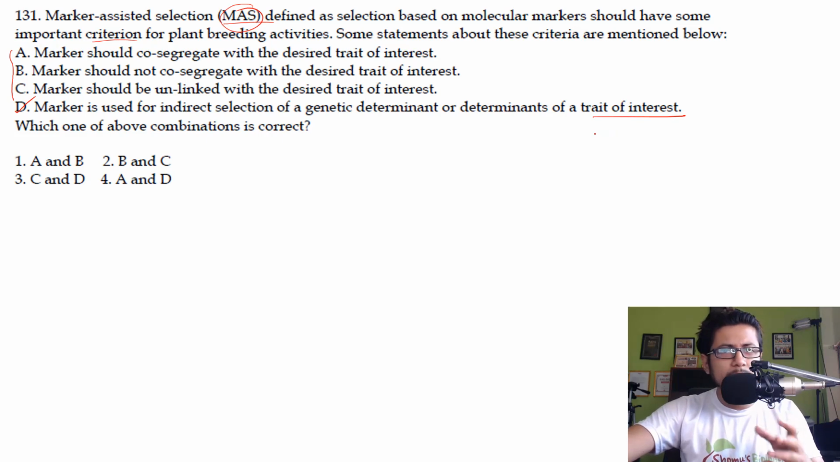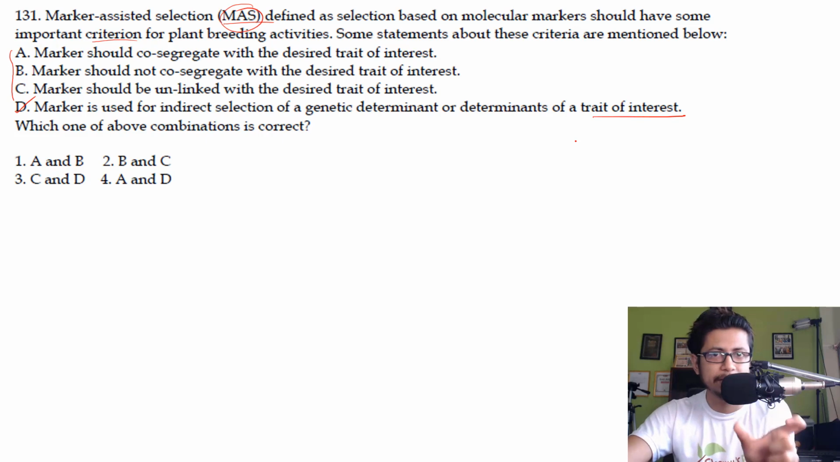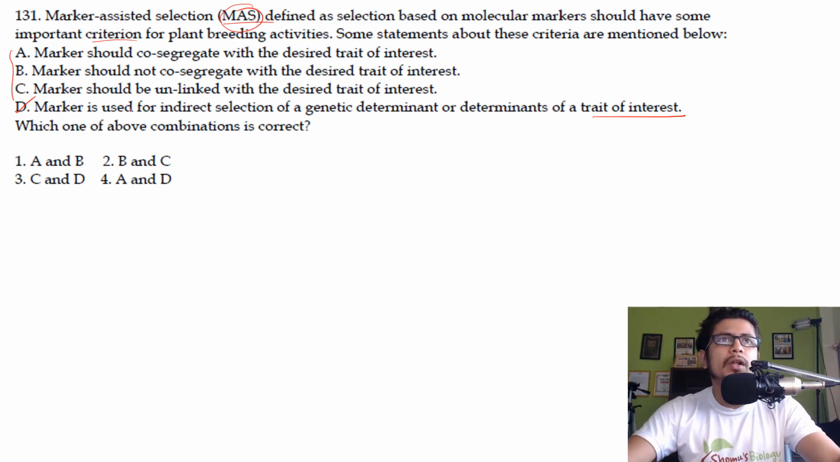We know markers are not a direct selection parameter, because markers are molecular markers that we use for marker assisted selection. So we cannot just select based on the height of the plant or color of the flower. No, we are looking at a gene, the presence of a sequence, which is an indirect marker of the phenotype. So a marker is always used as an indirect selection. If D is correct, we know options 1 and 2 are wrong, so either option 3 is correct or option 4 is correct.